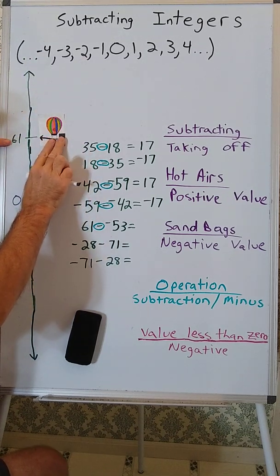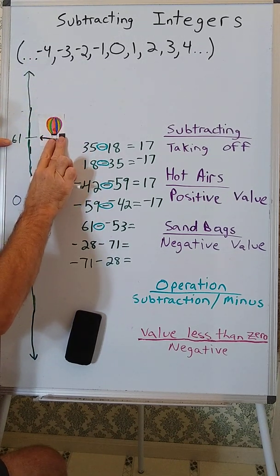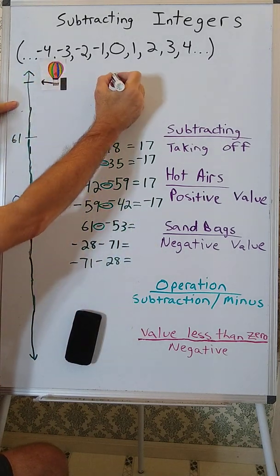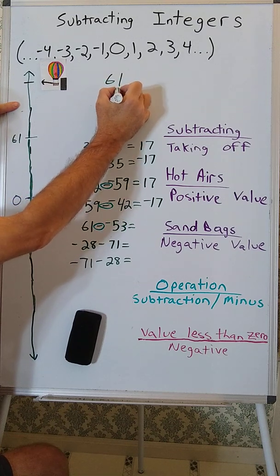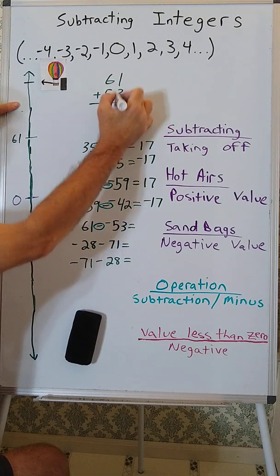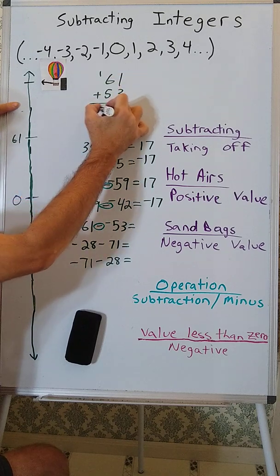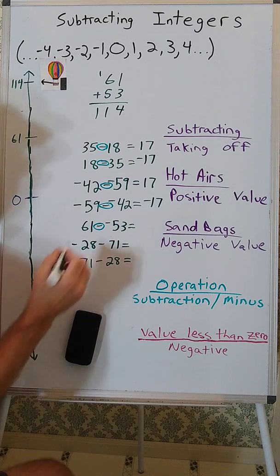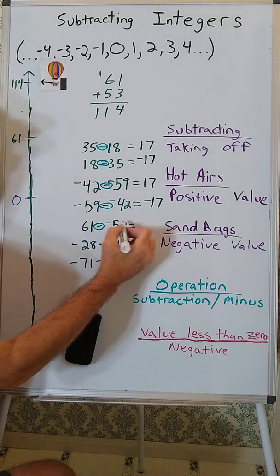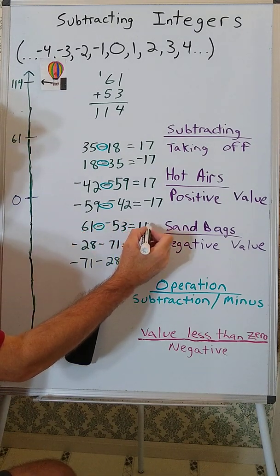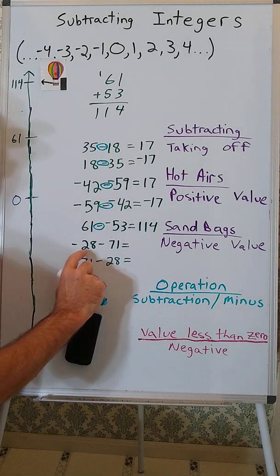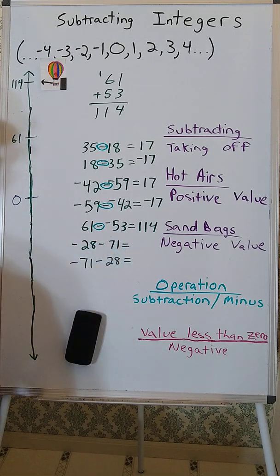So right now it's 61 above zero. It's going to go up 53 more. So 61 above zero, now it's going to be 53 more above zero. And that's 114. So it's going to end up at 114. So 61 minus negative 53 is 114.